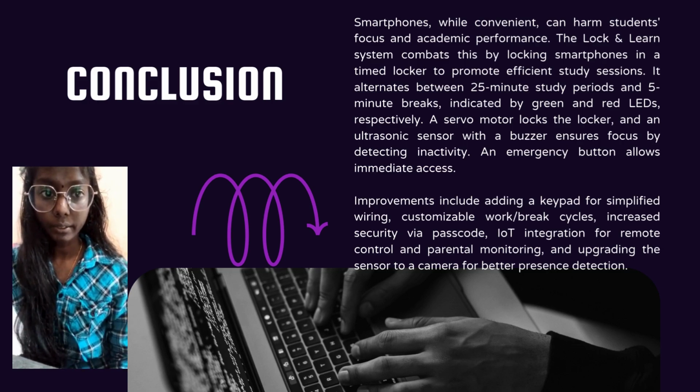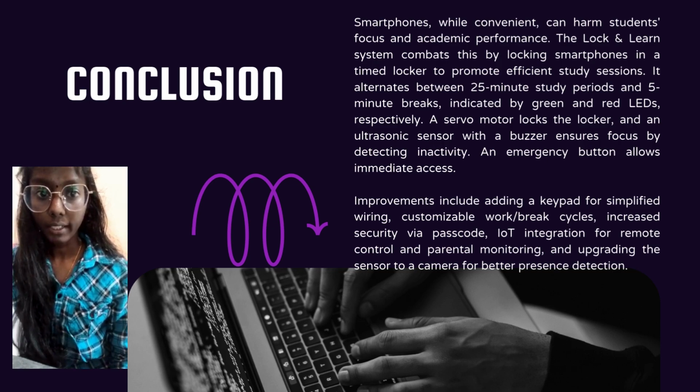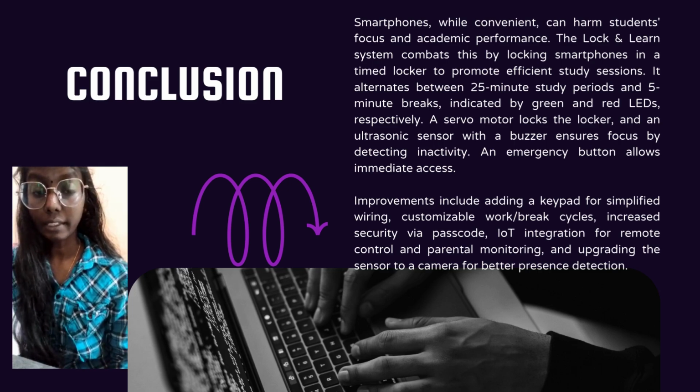Pressing button 1 initiates the Lock and Learn system by starting the timer and displaying studying time. The locker is locked with the servo motor turning 90 degrees, then the green LED turns on. The Lock and Learn system transitions to a break cycle after completing a study period, when the timer finishes its countdown. 25 minutes is simulated as 1 minute.